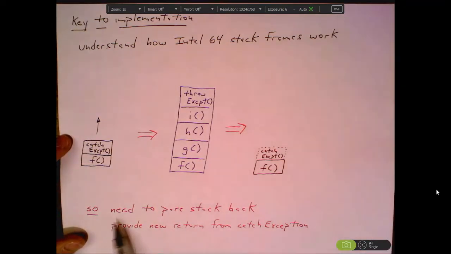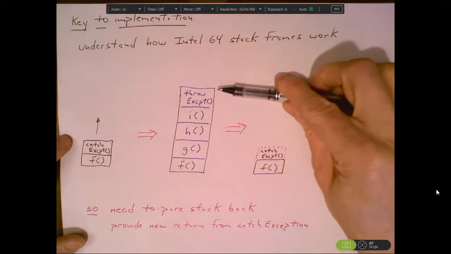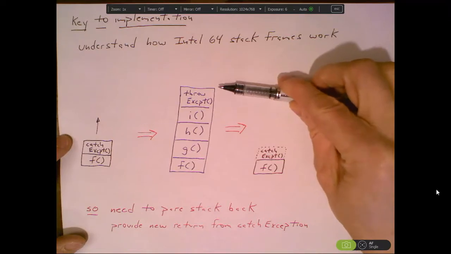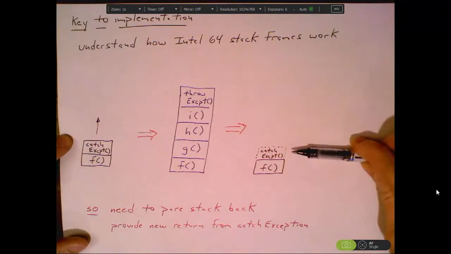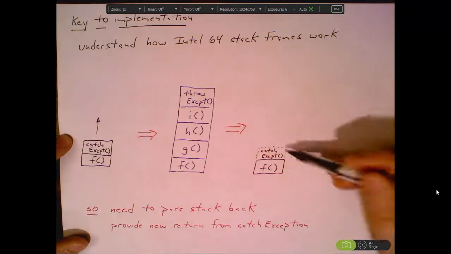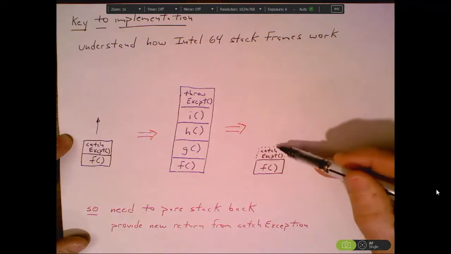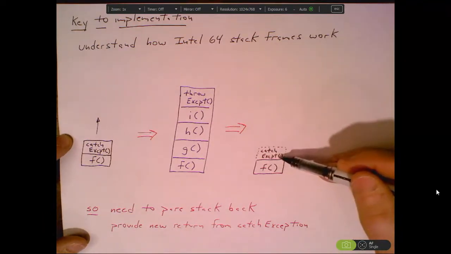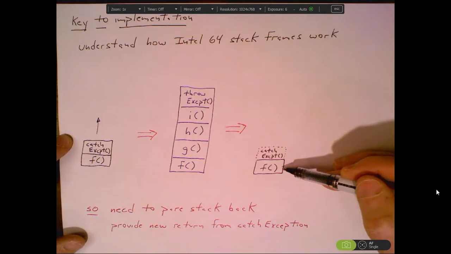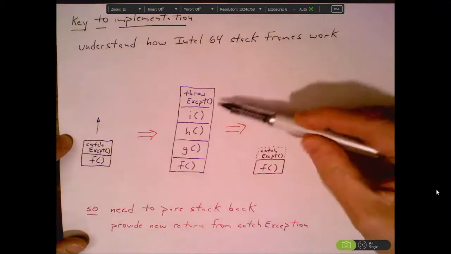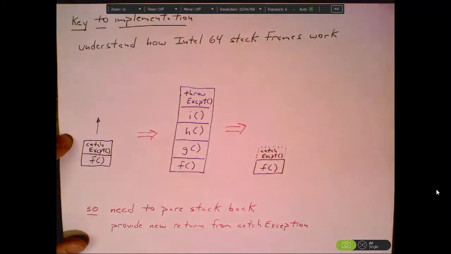So the big task that we need to do is we need to pare the stack back, right? The stack pointer is going to be pointing up here at the top of the stack, and in our implementation of throw exception, we want to bring the stack all the way back to here, set up again a frame for catch exception so that it can return again back to f, and we can inform f that an exception has occurred somewhere, in this case up in function i.